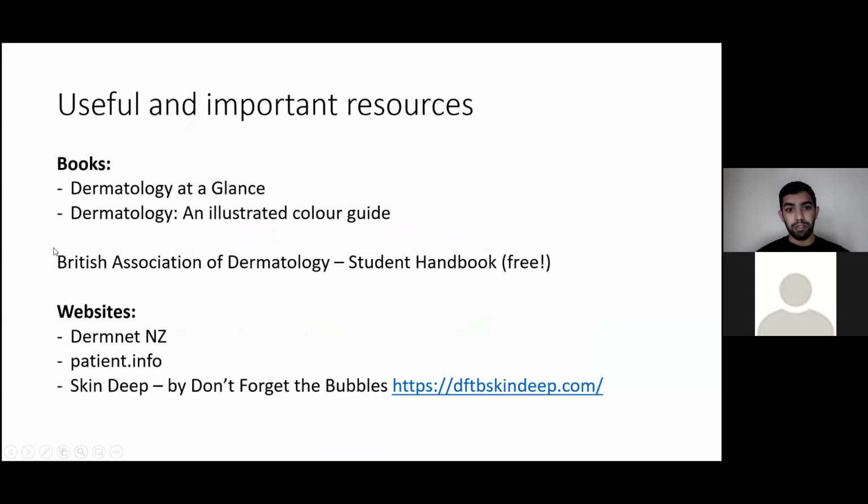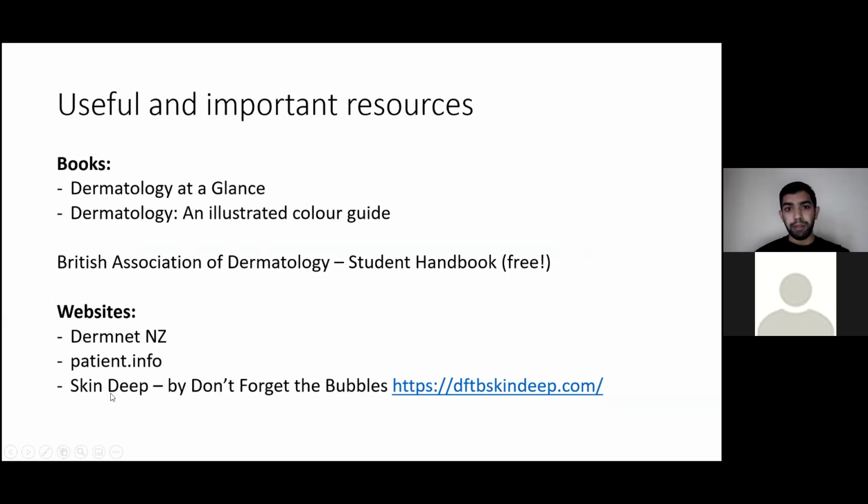And then finally, some useful resources. Dermatology is a very visual subject, obviously. So for really accessible books, I'd recommend one of these two, either Derm at a Glance or an illustrated color guide. Your medical school library should have ample copies of them, probably online as well. The other really useful resource is produced by the British Association of Dermatology. If you literally just Google this, you can download an entire PDF designed for undergraduates on basically dermatology, and it's perfect for your exams. And then I'm sure you all know about DermNet, which is a New Zealand website, once again perfect for undergraduates, and patient.info for UK guidelines.